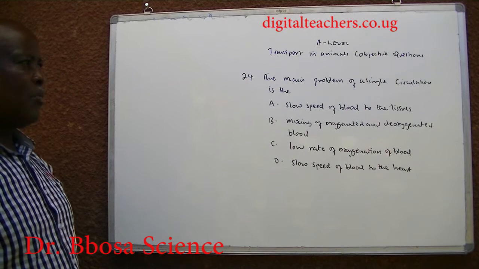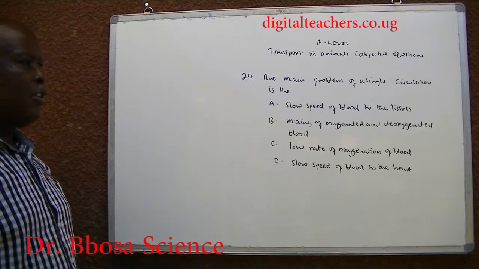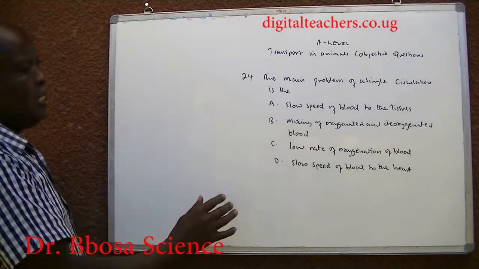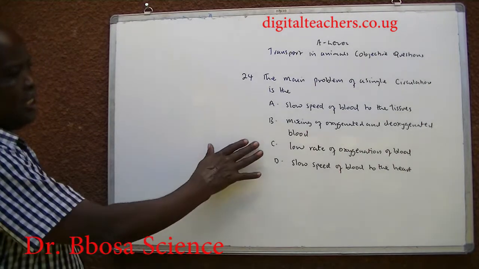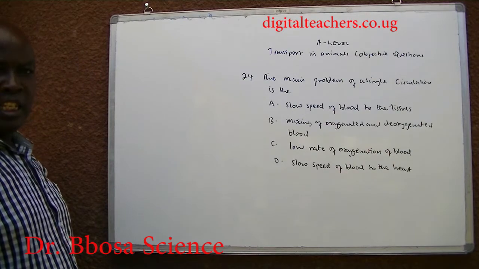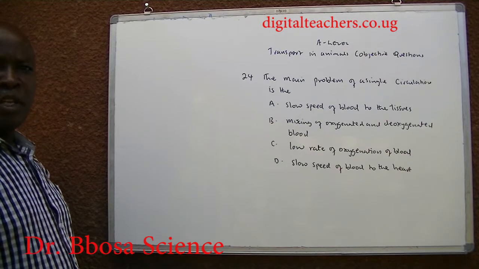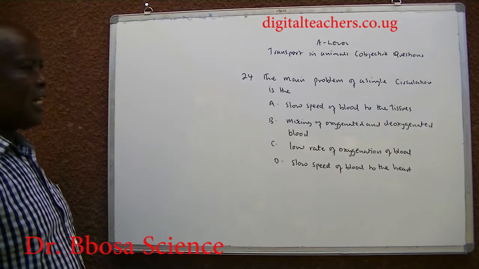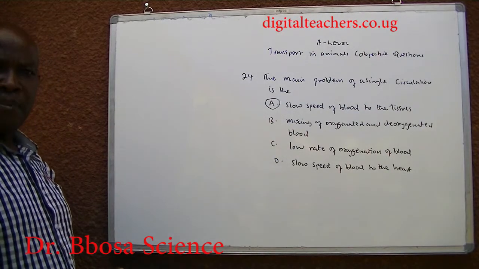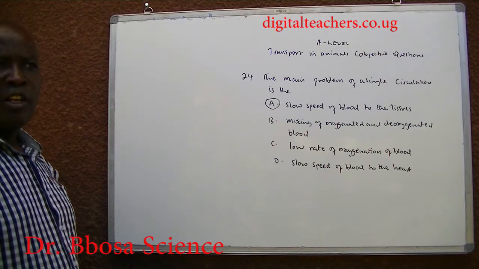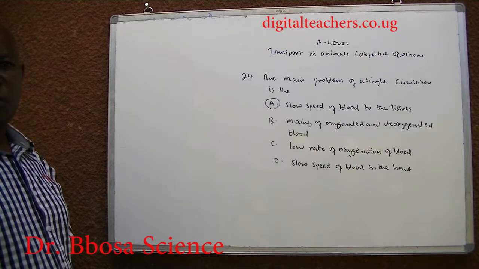Number 24. The main problem of single circulation is the A. Slow speed of blood to the tissues. B. Mixing of oxygenated and deoxygenated blood. C. Low rate of oxygenation of blood. D. Slow speed of blood to the heart. You can pause and answer. The answer is A. The blood capillaries in the gills reduce blood pressure and speed to the tissues.